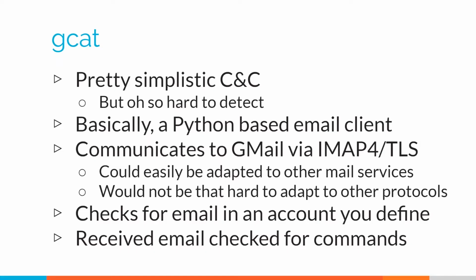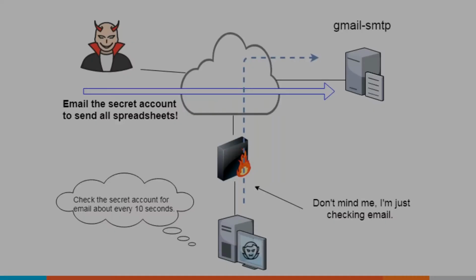Like I said, it's a command and control channel built on Python. What this does is it reaches out to Gmail via IMAP4 over TLS, or protected with TLS, and it uses that as its call home channel. It then uses SMTP anytime it needs to send back some sort of a response. So it's not really that different from a user going in and checking mail.